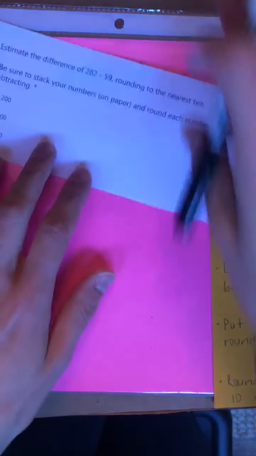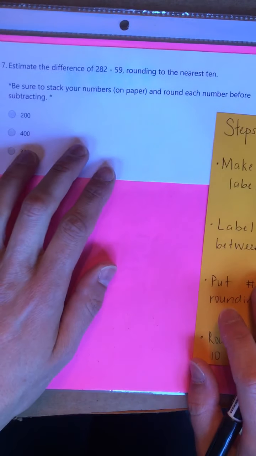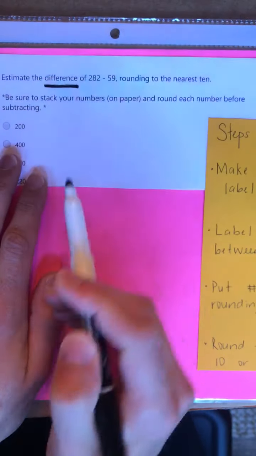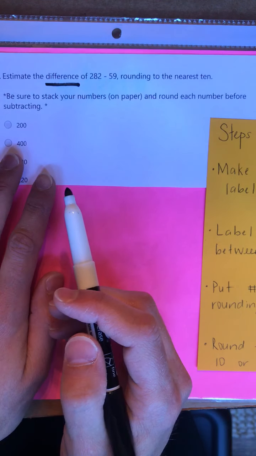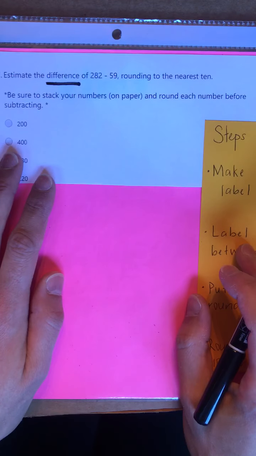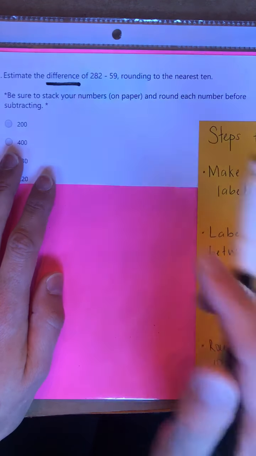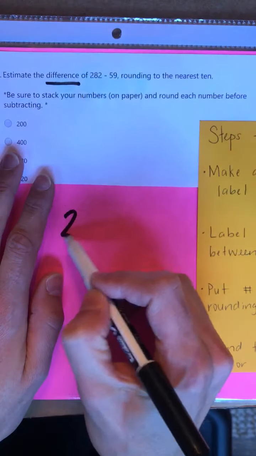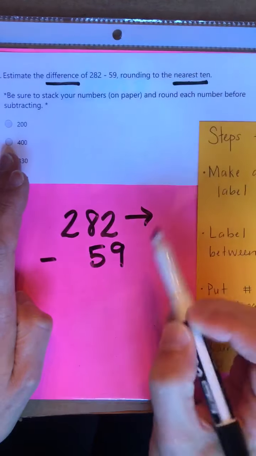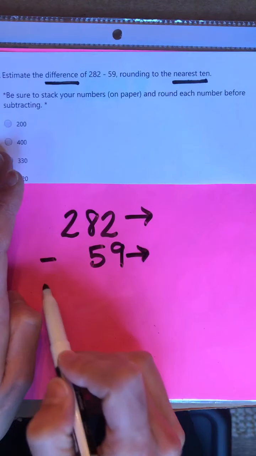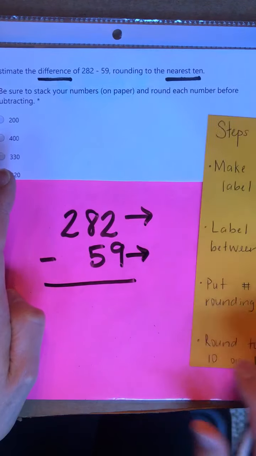Okay, friends, great job. This last one today is going to ask us to estimate the difference. Sum is the answer when we add, and difference is the answer when we, very good, subtract. So you're going to round 282 to the nearest 10, and you're going to round 59 to the nearest 10.